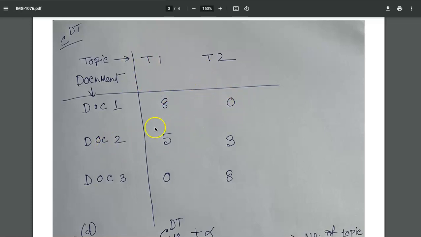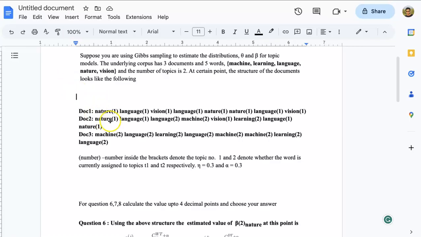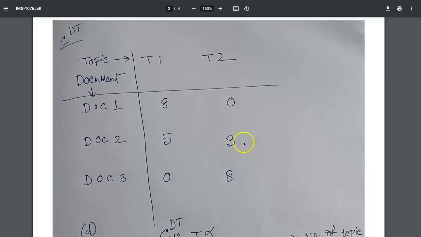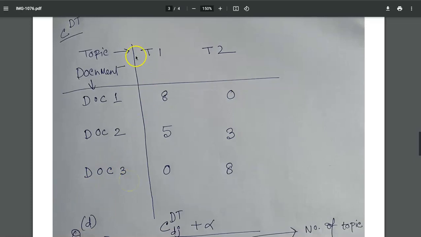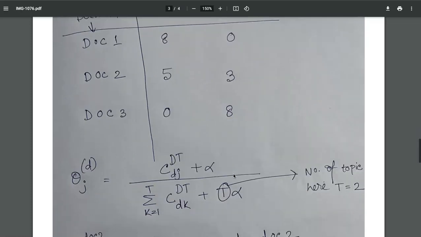In document 2, there are 5 words from topic class 1 and 3 words from topic class 2. So you can see in document 2 there are 1 2 3 4 5 words from topic class 1 and 1 2 3 words from topic class 2. Similarly you can calculate for document 3 also, and you will get this matrix.